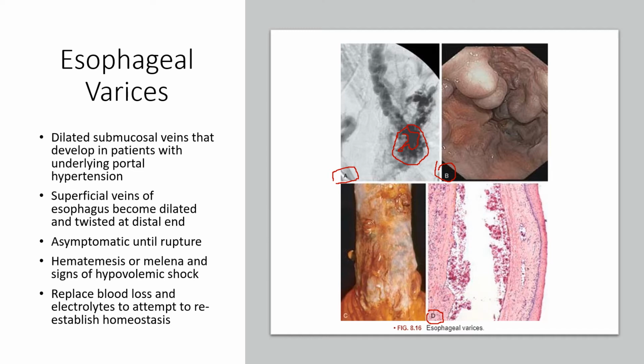The principal treatment of a patient with bleeding esophageal varices is the same as that for any patient with gross GI bleeding. Replace the blood volume and maintain the fluid and electrolyte balance in order to restore homeostasis. Two other conditions that may occur due to esophageal varices, this bullet point right here: hematemesis, which means throwing up blood, or melena, which means that the patient has dark, tarry stools. And as I mentioned, this is a medical emergency. The patient can go into hypovolemic shock. So again, immediate medical attention is warranted for this condition if the varices rupture.